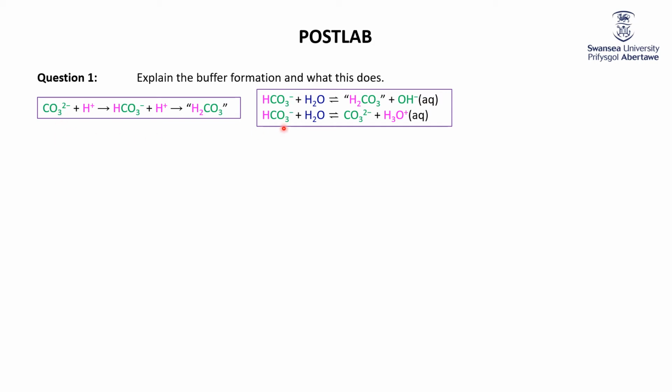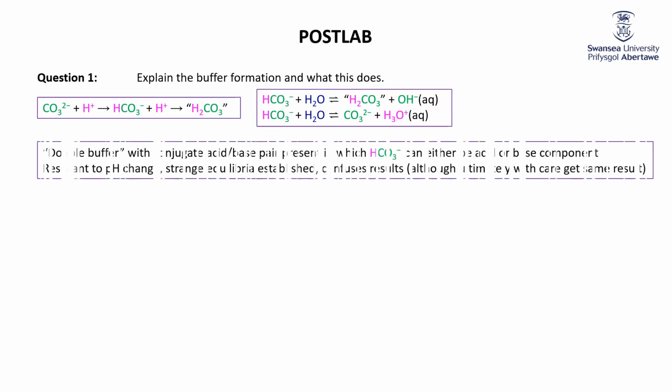So because you've got all of these substances created in there, and one of them has this amphiprotic nature, you've got not just one buffer, but you have a double buffer in there. Now, buffer solutions, of course, resist pH change, and you get these weird equilibria established. It will confuse the results as you're going through the titration. Although ultimately, if you're patient, you will, with care, get the same result as we're doing with our back titration.